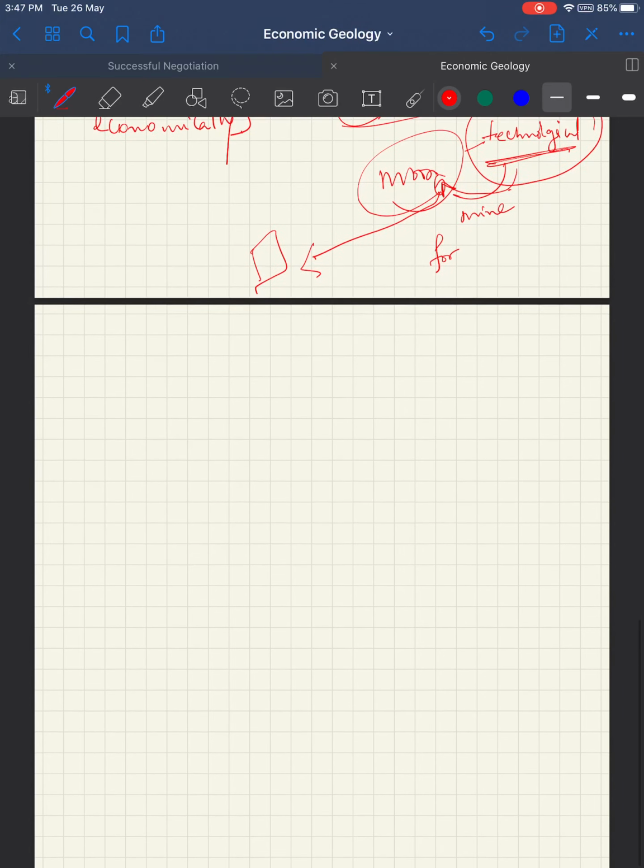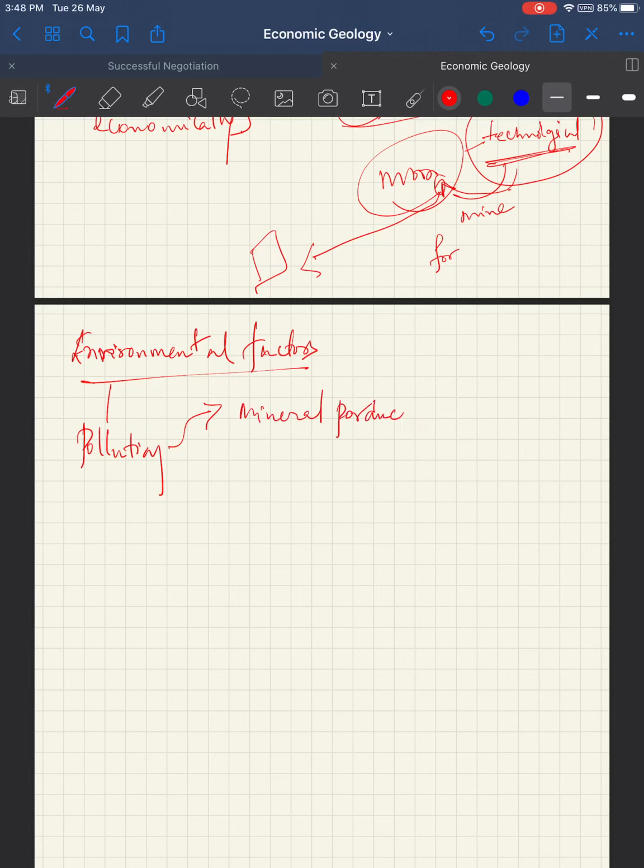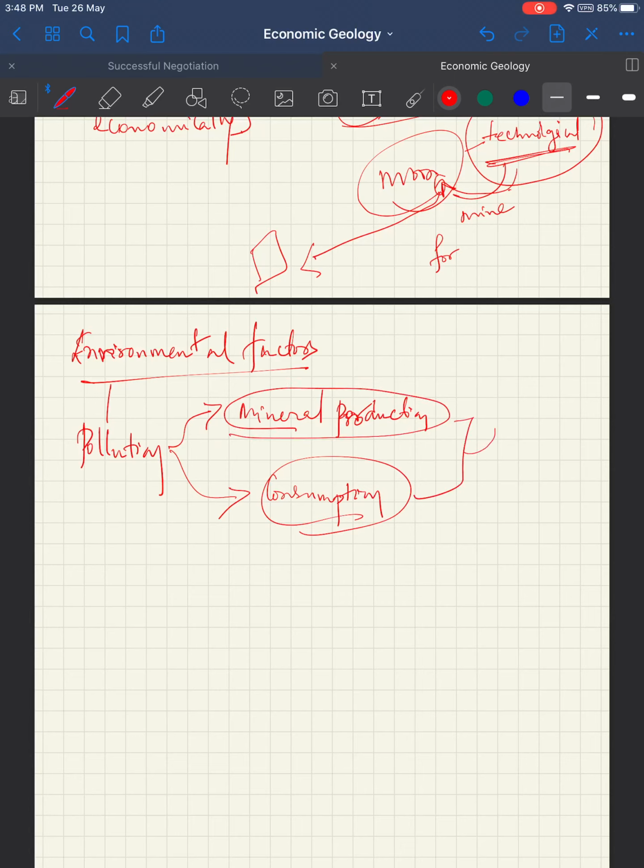So moving on, we have environmental factors. See, the environmental concerns about mineral resources focus on environmental pollution at two different stages. You have pollution originating during mineral production, and you have pollution emanating during mineral consumption. These are two different things, but this is going to significantly affect the availability of a mineral, basically to determine whether the given mineral deposit is profitable or not. So that's what I mean to say.